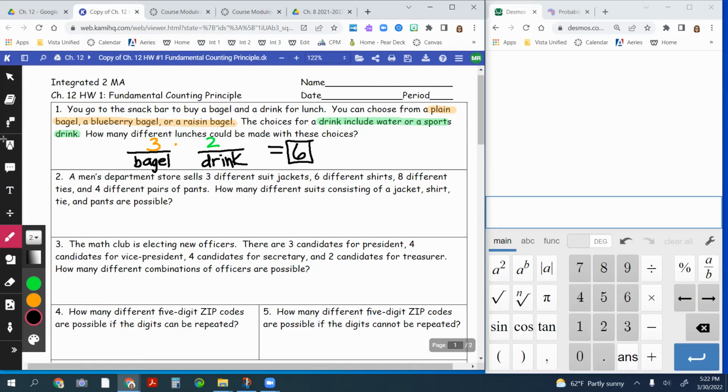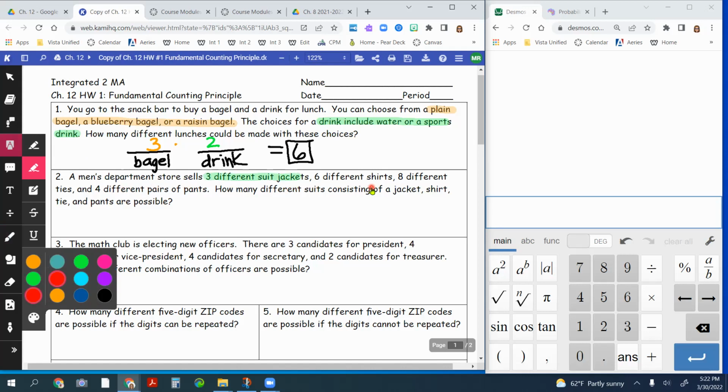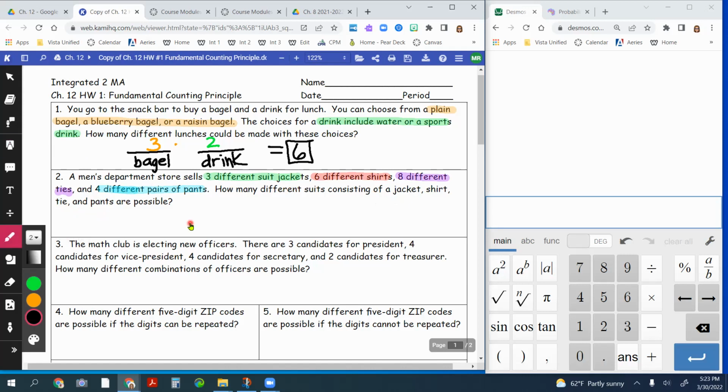On number two, a men's department store sells three different suit jackets, six different shirts, eight different ties, and four different pairs of pants. How many different suits consisting of a jacket, shirt, tie, and pants are possible? So again, we're going to do a decision chart.